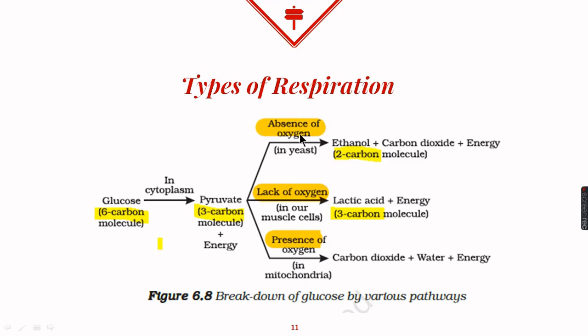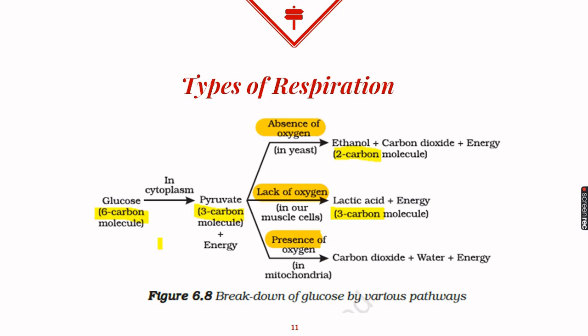One occurs in the absence of oxygen. It requires microorganisms and it is called fermentation. Second, which occurs when there is lack of oxygen inside the muscle cells, and then third, which occurs when there is plenty of oxygen, which occurs inside the mitochondria. So in the absence of oxygen, ethanol is formed. So from a 3 carbon atom molecule, a 2 carbon atom molecule has been formed. With lack of oxygen, a 3 carbon atom molecule changes into a 3 carbon atom molecule. While in the presence of oxygen, a 3 carbon atom molecule has changed into a 1 carbon atom molecule.